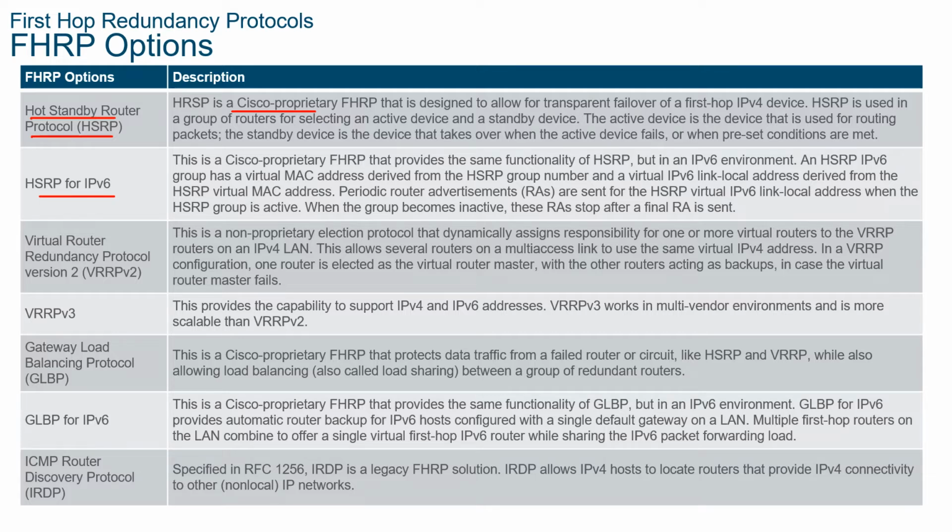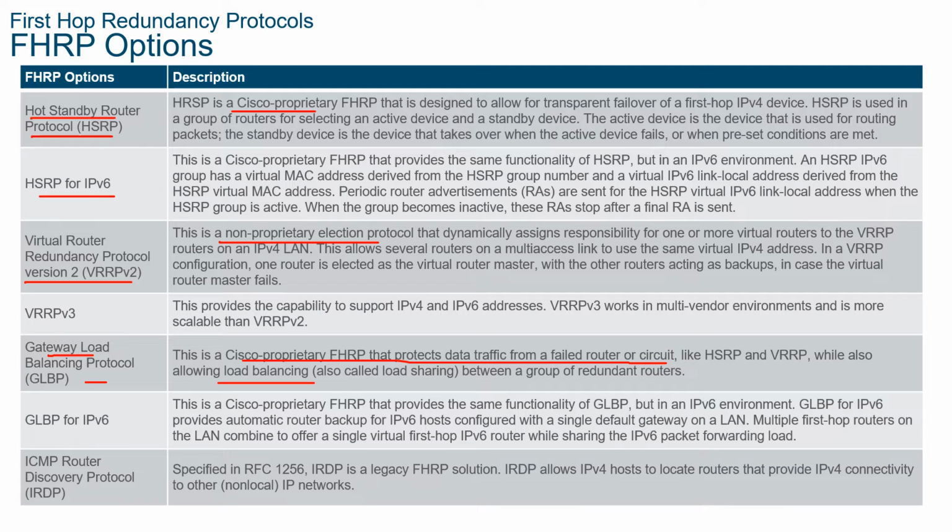Another popular redundancy routing protocol is the VRRP, Virtual Router Redundancy Protocol. This is non-proprietary, meaning even other vendors, not Cisco, have this. And then also we have GLBP. This is Cisco proprietary and protects data traffic from a failed router or circuit. The good thing with this one is that it allows load balancing.